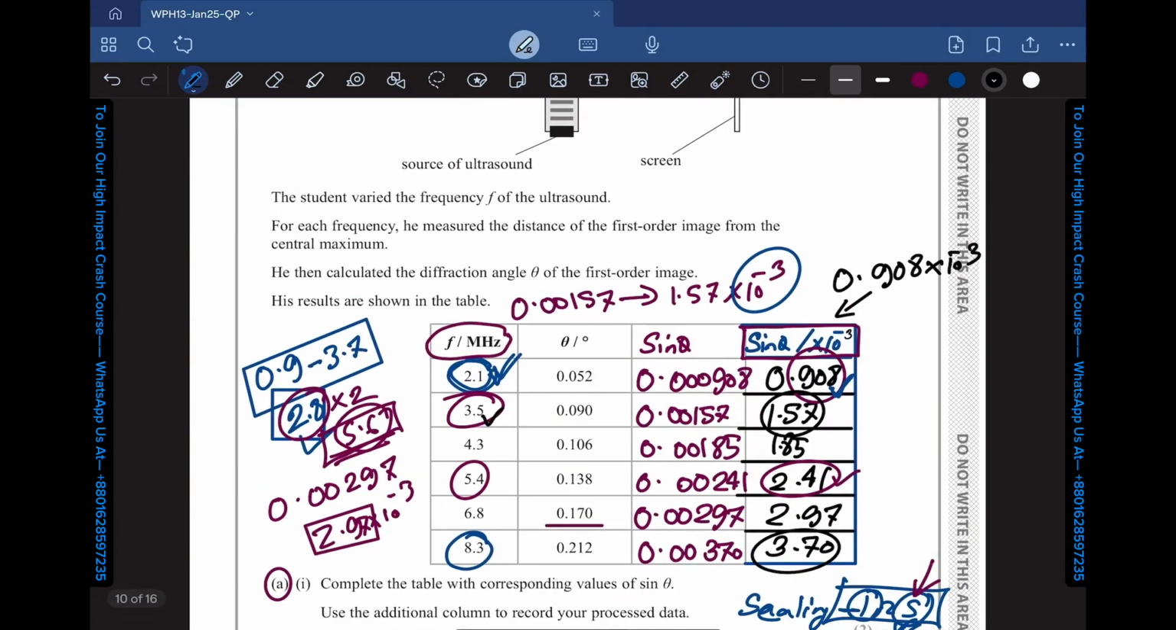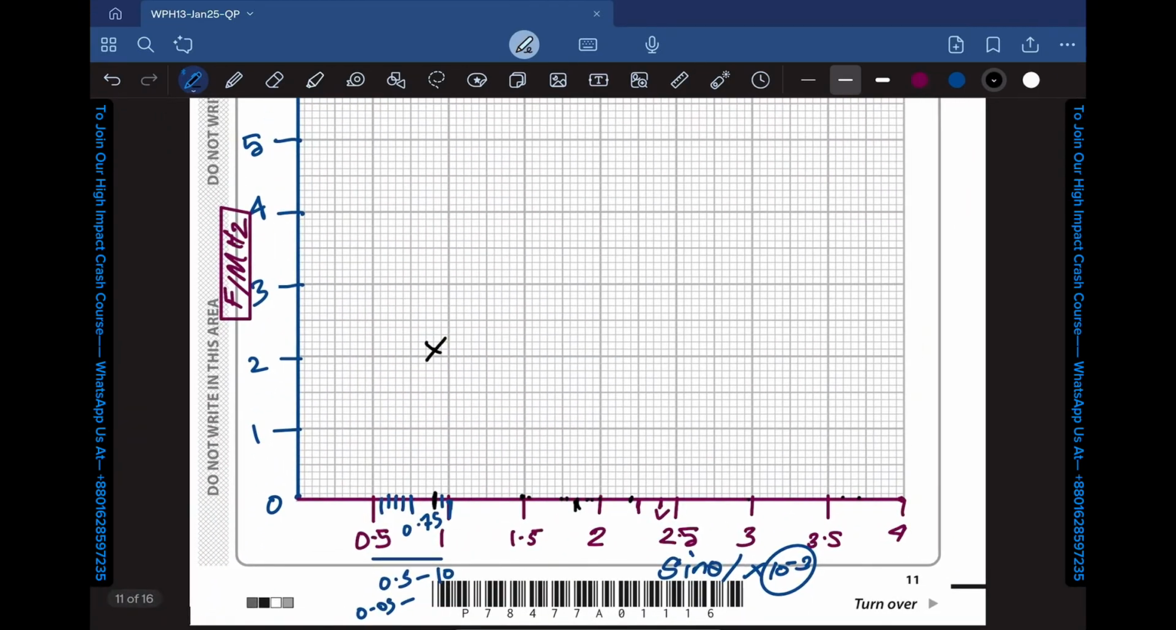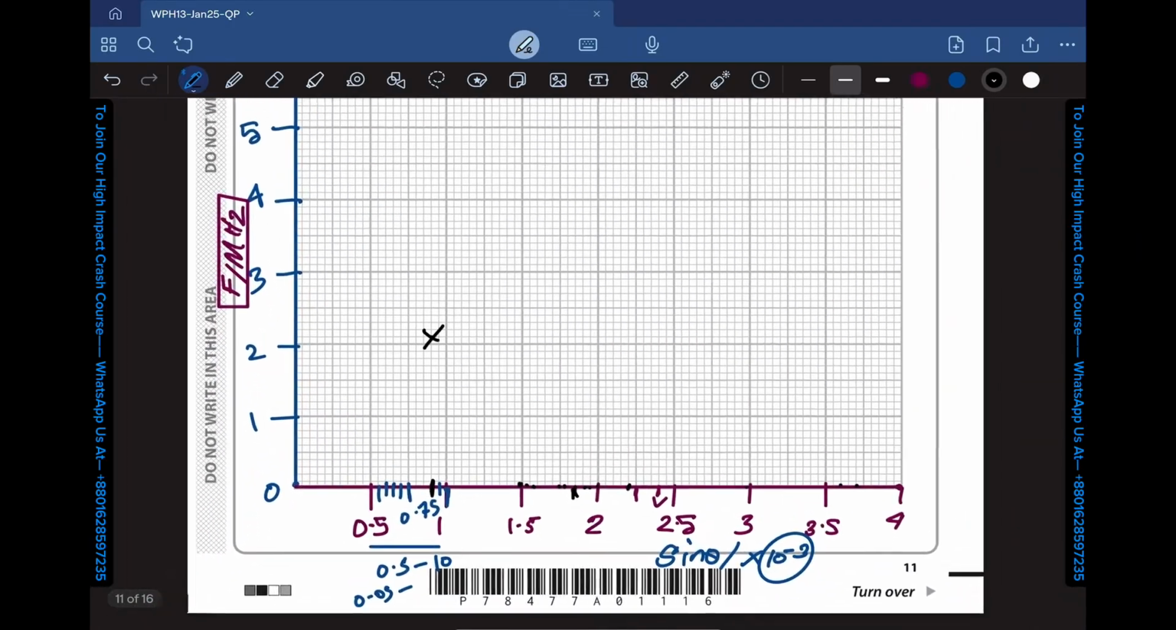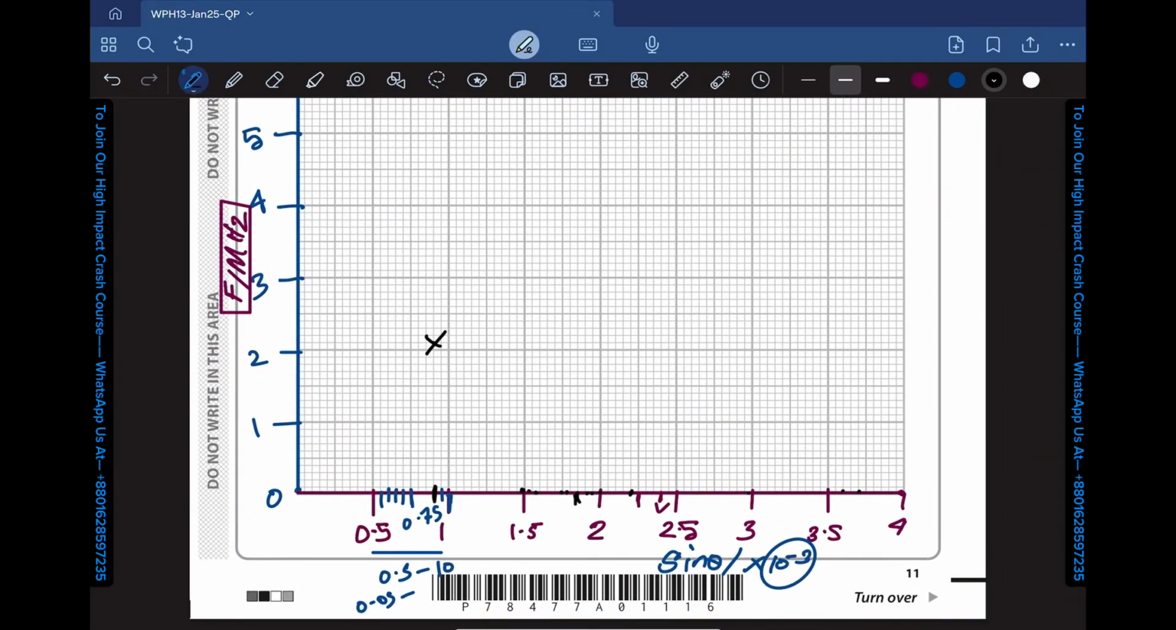The next value is 1.57 and 3.5. So 1.57 means if this is our 1.5, this is going to be 1.55. So it is in between this line and this line. So we can take a dot right here. So 1.57 and 3.5 will be somewhere right here. And we'll draw a cross here as well.